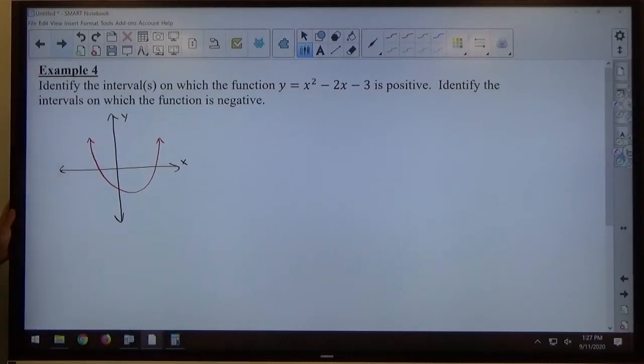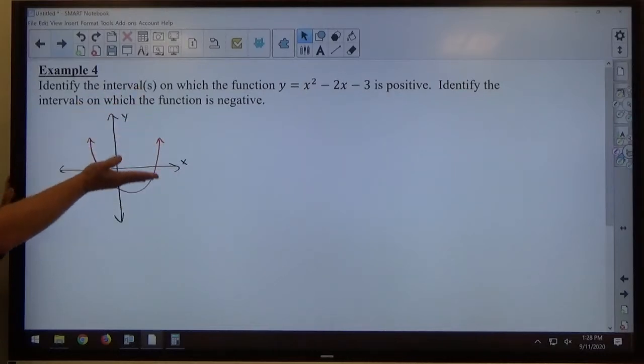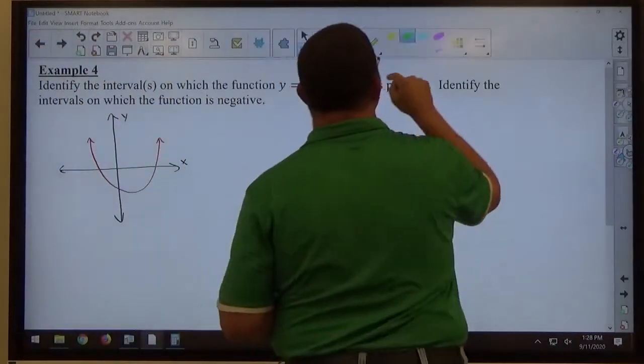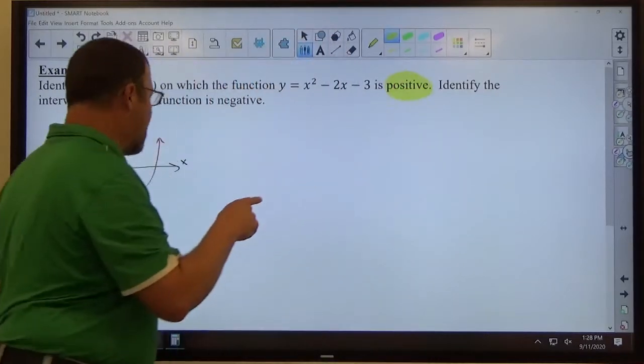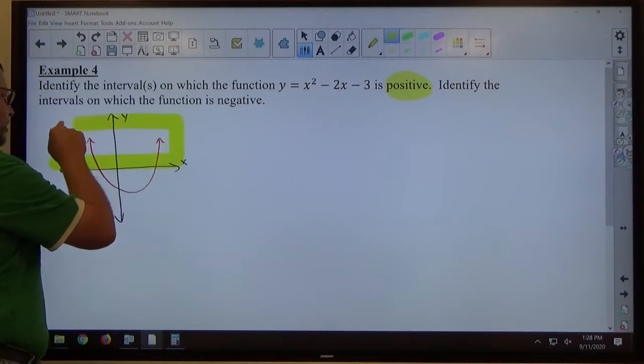What I need you to understand is that when the graph is positive or negative, they're talking about the height of the graph. Zero height is neutral. Everything above the x-axis represents a positive graph value. Everything below represents a negative graph value. So when they ask when the function is positive, they're asking when the graph of the function is above the x-axis.